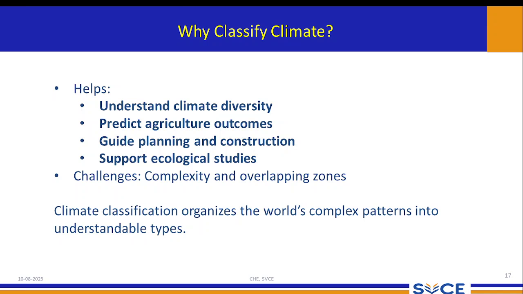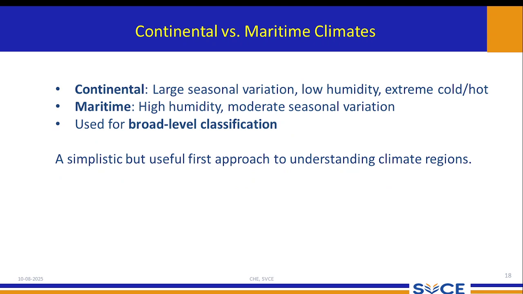Challenges: complexity and overlapping zones. Climate classification organizes the world's complex patterns into understandable types. Continental versus maritime climates. As I told you, maritime is whichever is connected to the ocean or the river. I am related to logistics and also the ships and things like that. Continental versus maritime climate: in continental you will find large seasonal variation, low humidity, extreme cold and hot. Maritime has high humidity and moderate seasonal variation. It is used for broad-level classification, a simple but useful first approach to understand the climate regions.